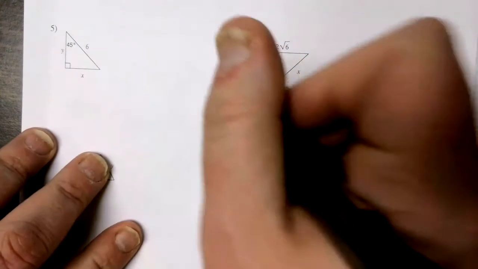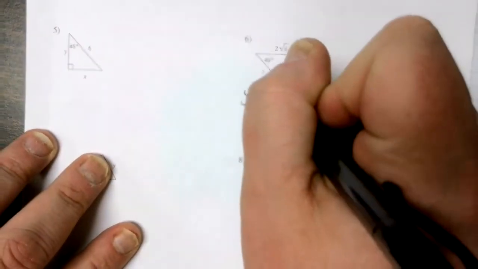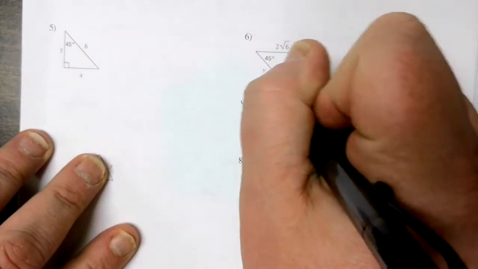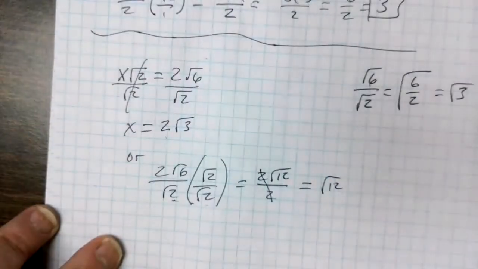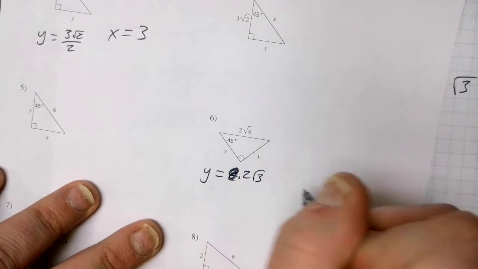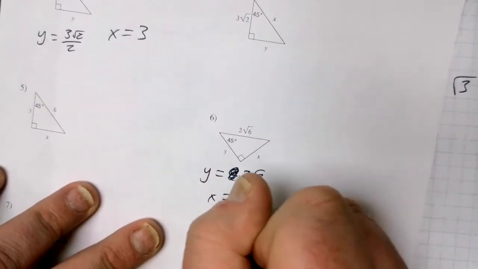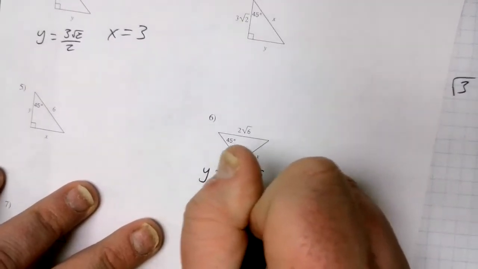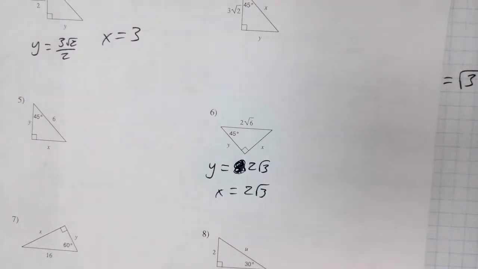Problem number 6, go take a look at problem number 6. The y value here, what did we say? 2 square roots of 3, excuse me. 2 square root 3, and x is the same as that, so it's 2 square root 3. Sorry. I'm mathing in pen.